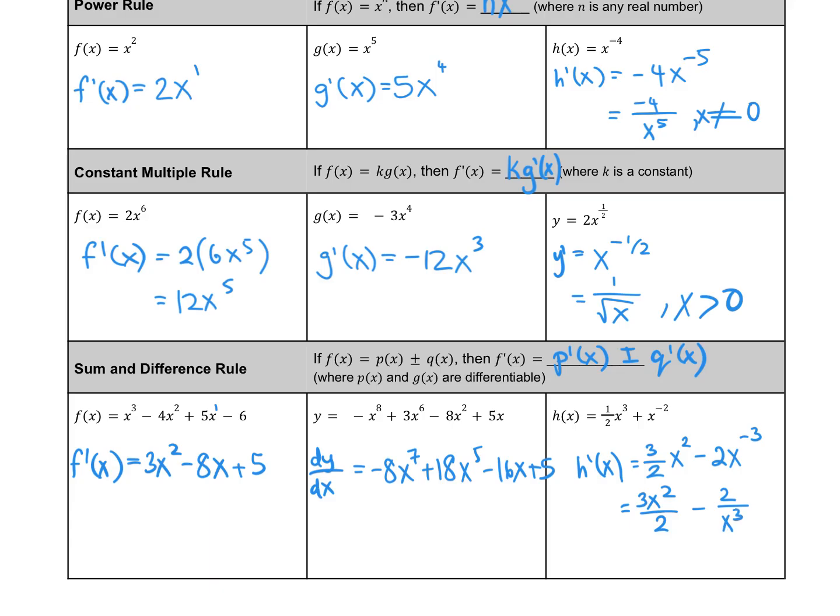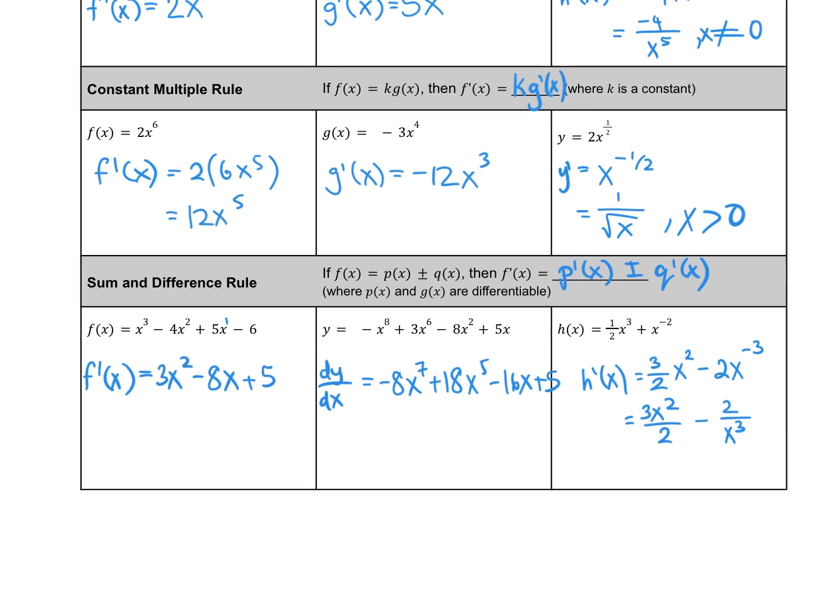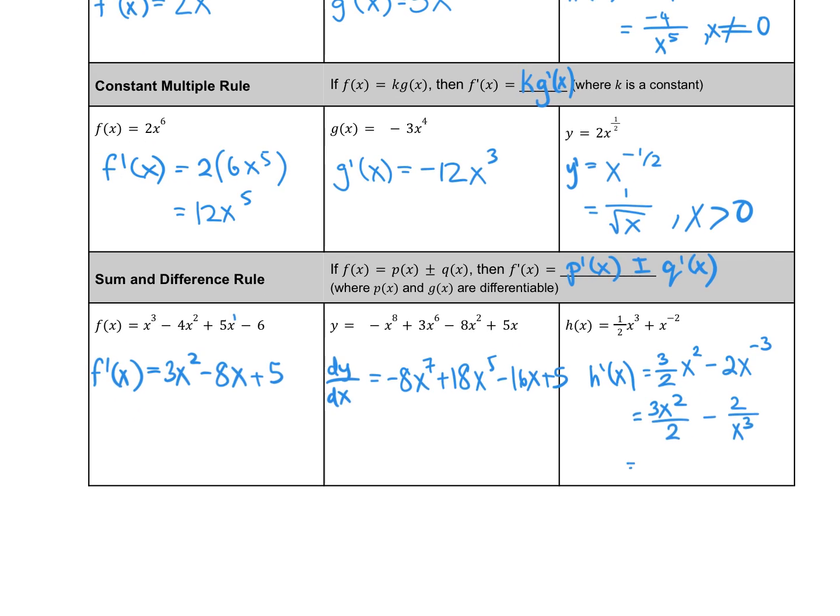When I see 2 separate fractions, I'm thinking, oh, I should get a common denominator to unite this. So I'm going to multiply that first fraction by x cubed and the second one by 2, so that I have this common denominator of 2x cubed.